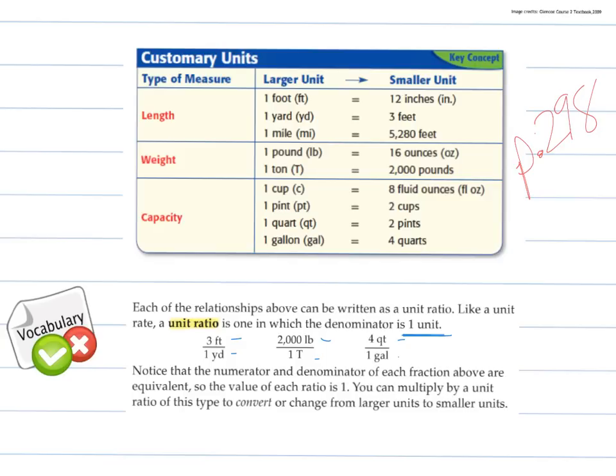3 feet is the same as 1 yard. 2,000 pounds is the same as 1 ton. And 4 quarts is equal to 1 gallon. So what that means is you can multiply by a unit ratio of this type to convert or change. We'll get to that towards the end of the unit, but unit ratio is going to be helpful as we go on.